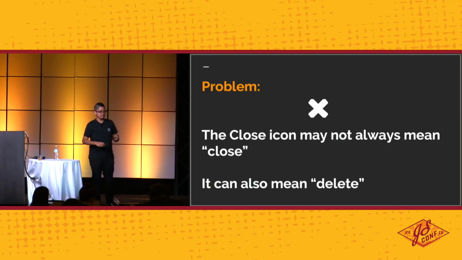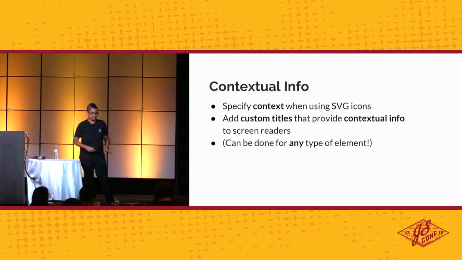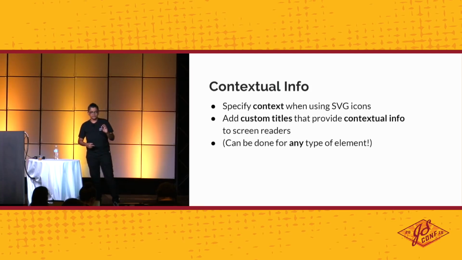If you don't do that, it's like Apple and Apple. One of those is super popular. The other one manufactures fancy laptops, right? So make sure you specify the context when you're using icons, be it SVG, PNG, whatever. Add custom titles whenever you can to provide contextual info to screen readers, and you can do this for any type of element. You should know this.